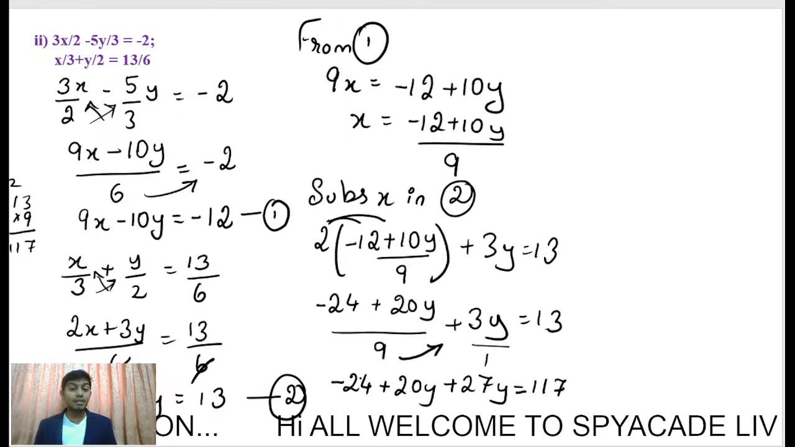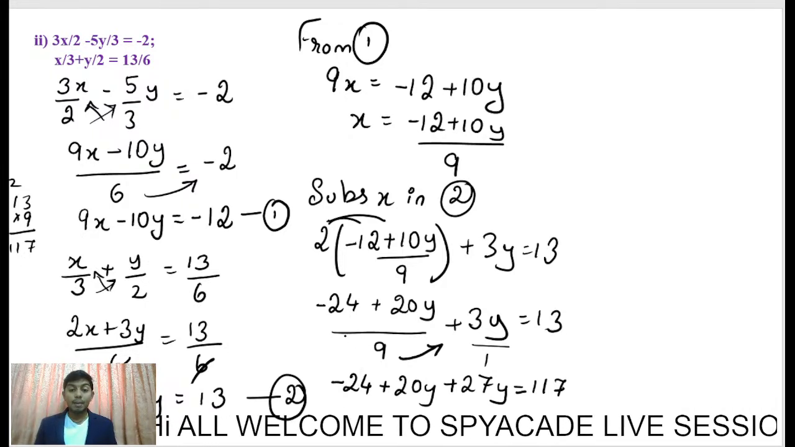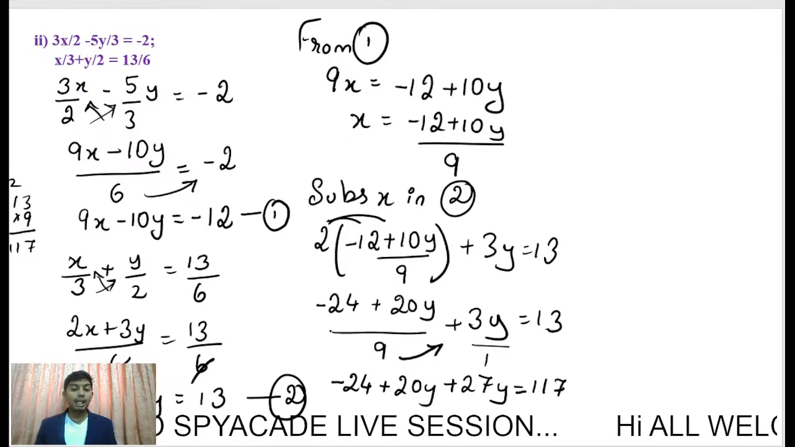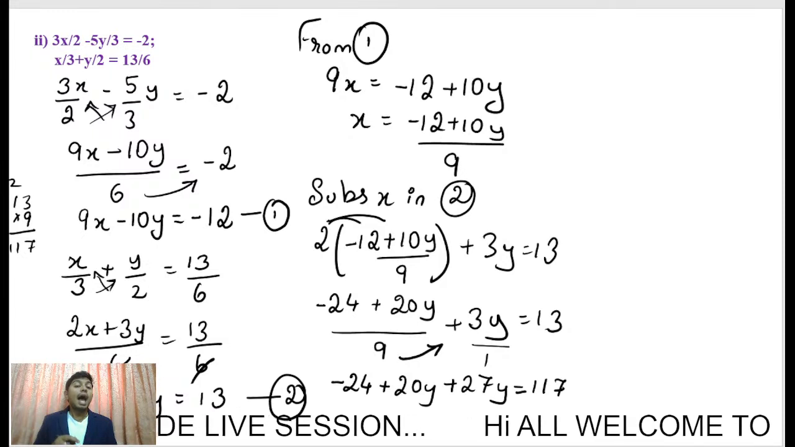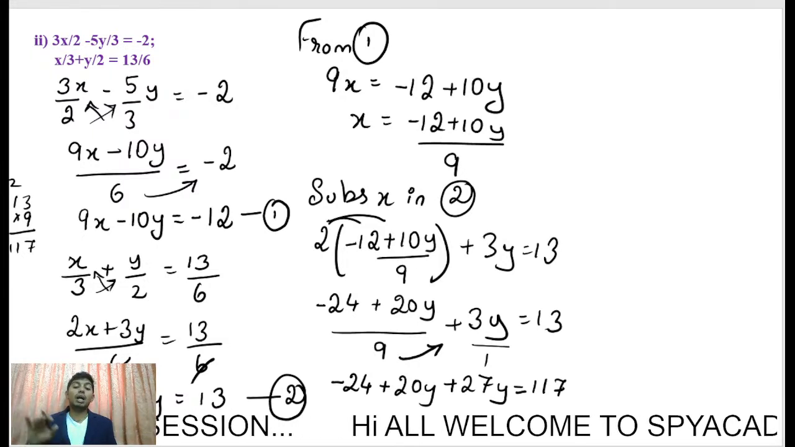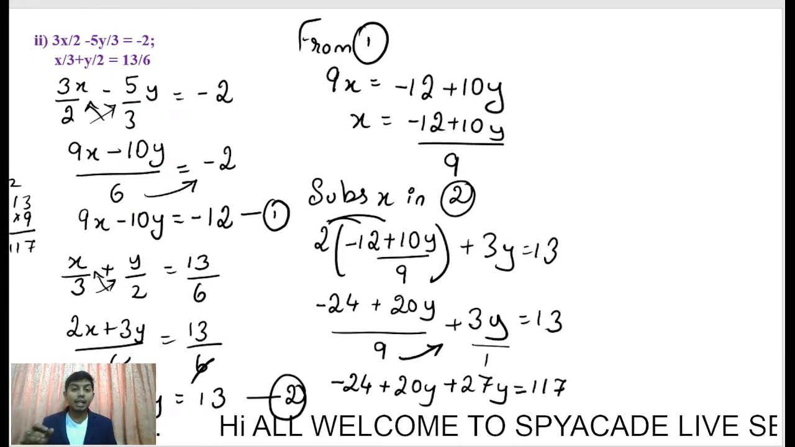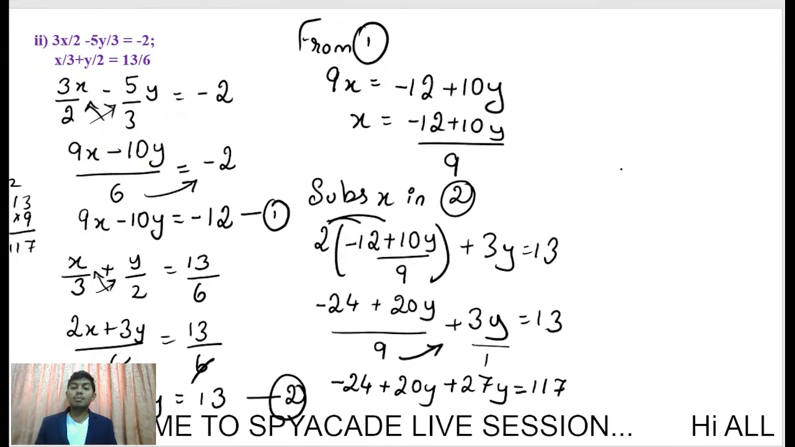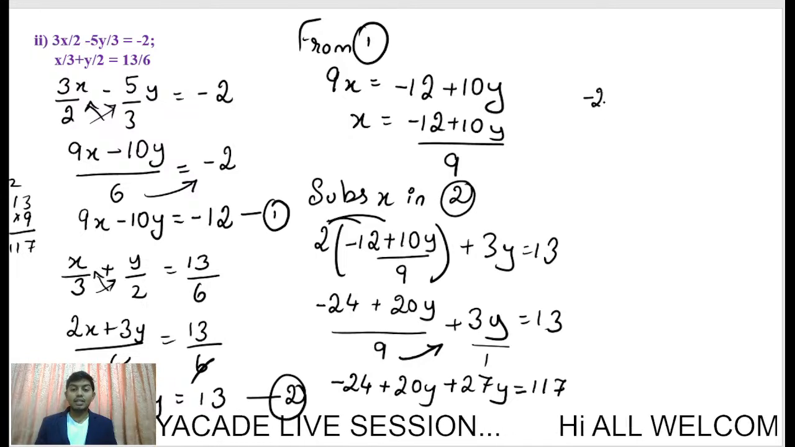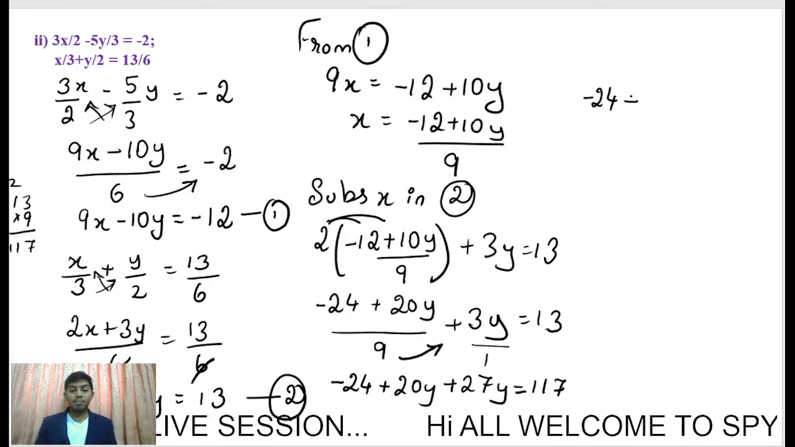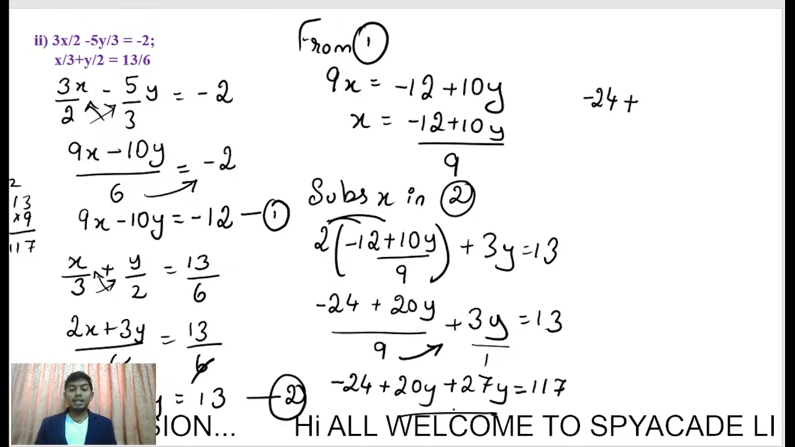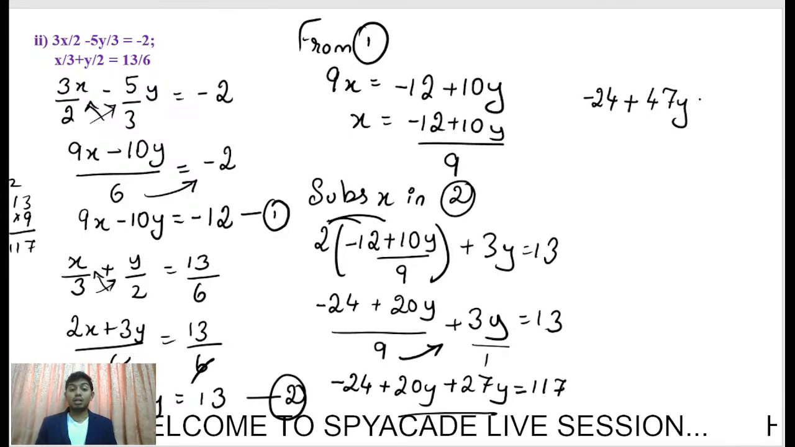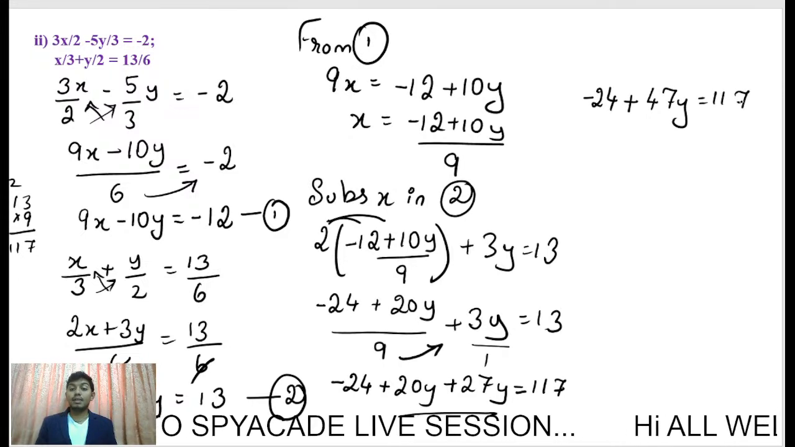The last step, please listen very carefully. Okay, on the left side, the complete denominator will become 9, and so we are taking this 9 to the other side, that is, we are multiplying that 9 with 13. So we got 117. Now simplify this. You will get minus 24 plus 20y plus 27y, which means we will get 47y is equal to 117.